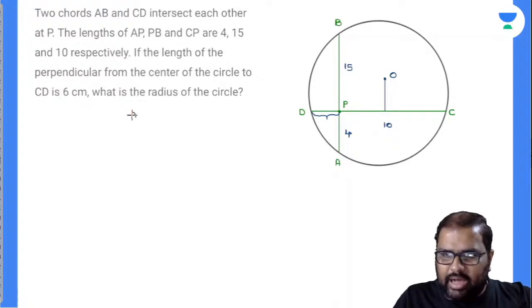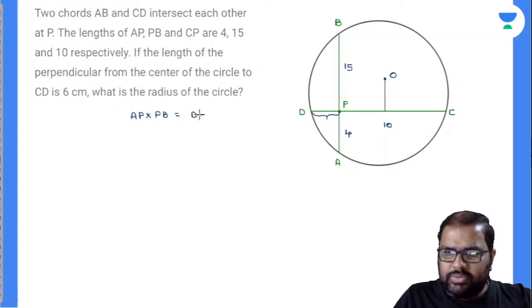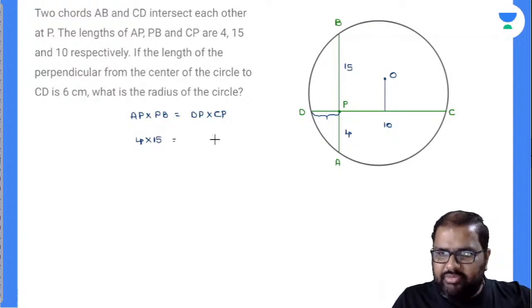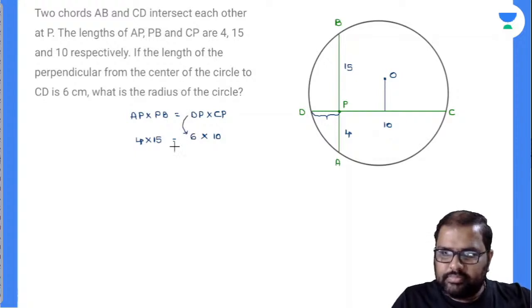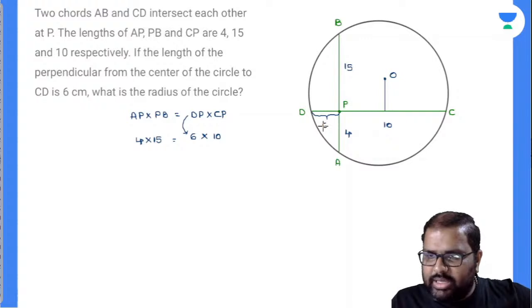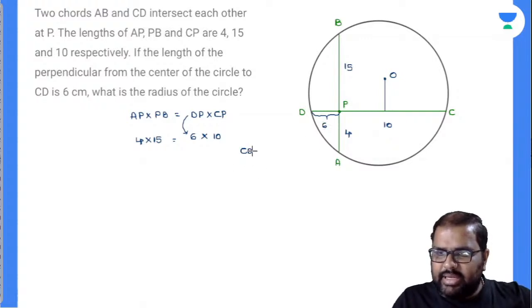So by this secant property, AP into PB is equal to DP into CP. Already you know AP is 4 and PB is 15, which is equal to 60. Now you have to find DP, and CP is given as 10. So LHS should be equal to RHS, so my DP value has to be 6. Finally, what is my CD value? CD is equal to 16.